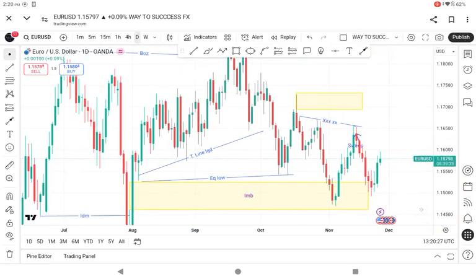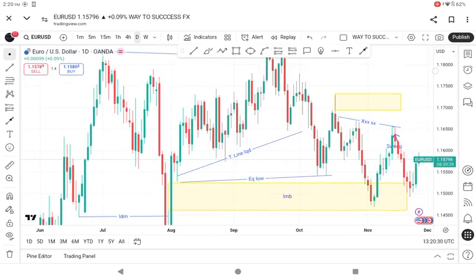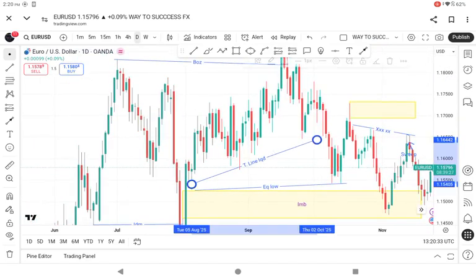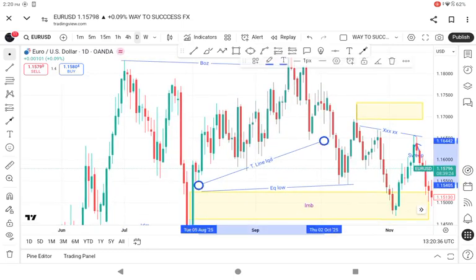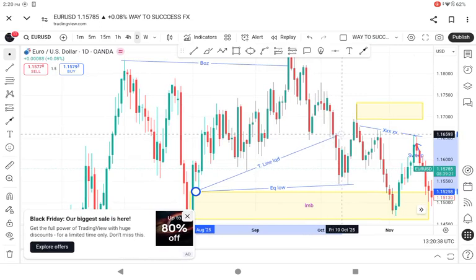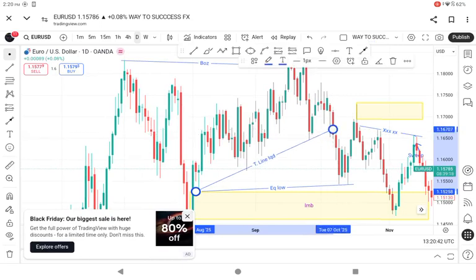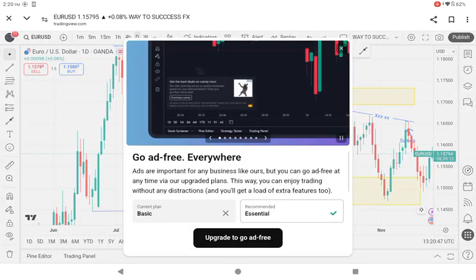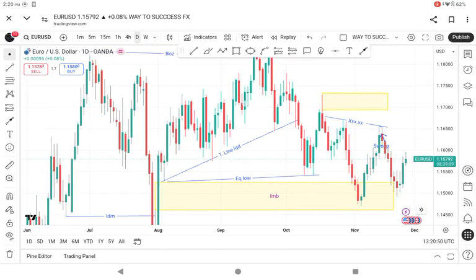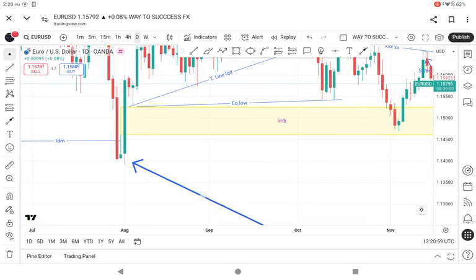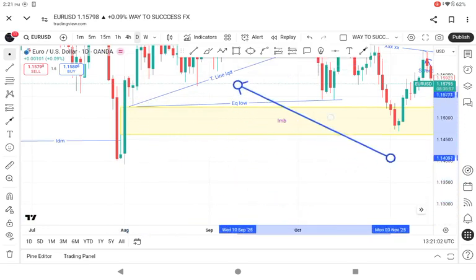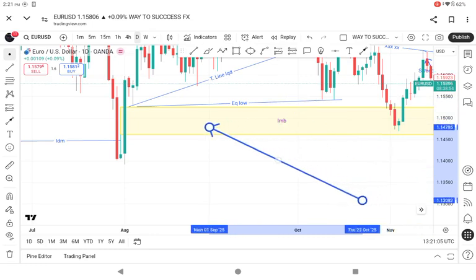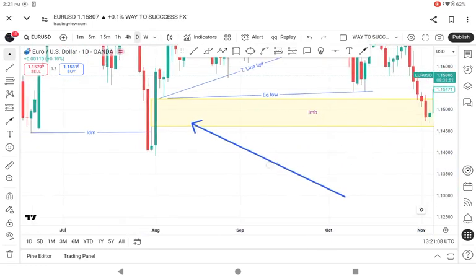So after that, what do we have? After the break of structure, we have a trend line liquidity down below. As you can see, it is clear that this is a trend line liquidity that price needs to take out before going to the upside. So price started coming to the downside, and finally price took out the entire trend line liquidity and traded inside this imbalance.